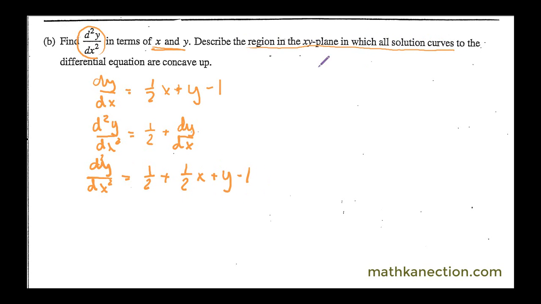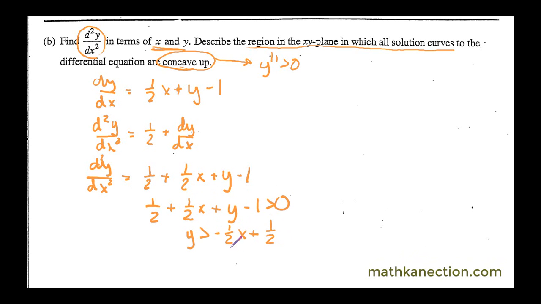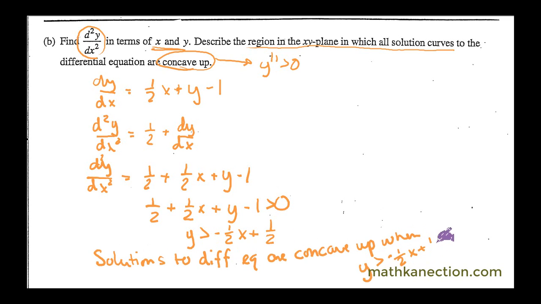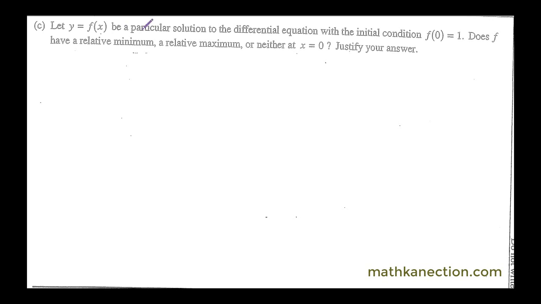Describe the region in the xy plane in which the solution curves are going to be concave up. So concave up is when the second derivative is going to be positive, so we'll take our second derivative and make that greater than 0. Solving for y, the solution curves will be concave up whenever y is greater than -1/2 x plus 1/2.